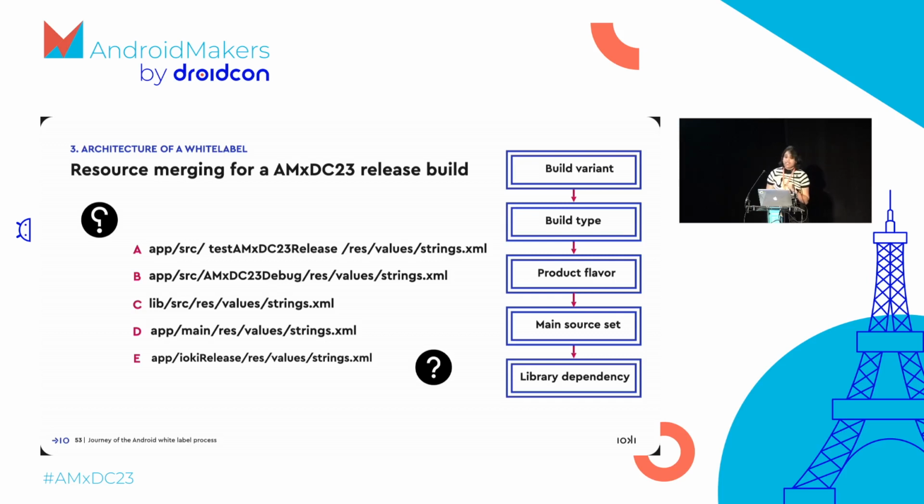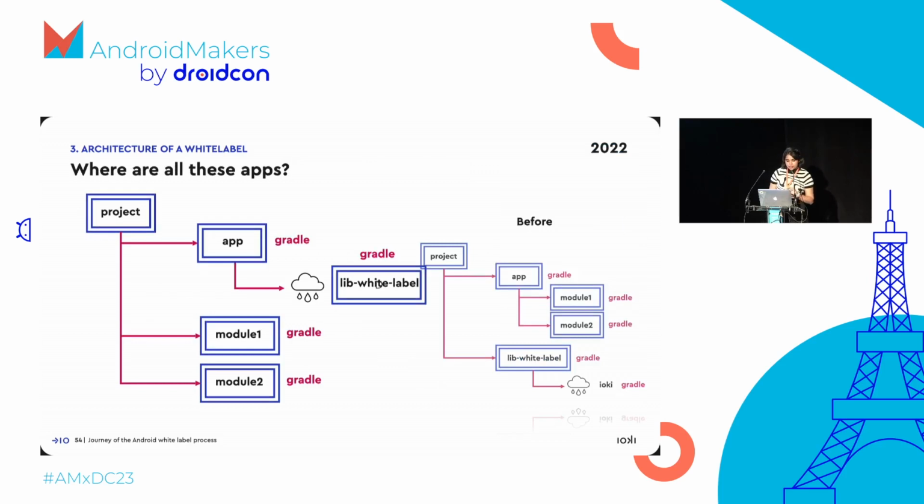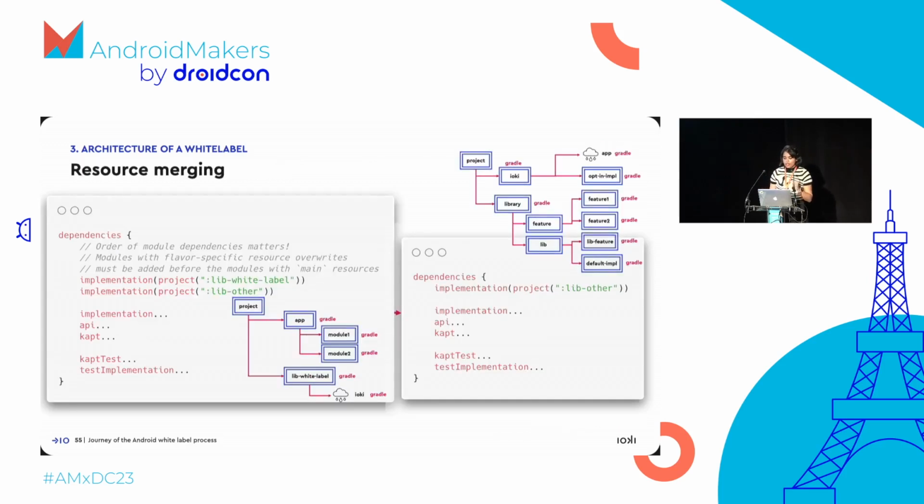If we do not have the main source set, it'll go ahead and look at the library. Why is this interesting? What if there is more than one library? Then it looks at the library that is topmost in our dependency list. So, like I said, our white label shouldn't be a dependency. Why? Because in this case, the order matters. We have to add our flavor-specific resources before anything else.